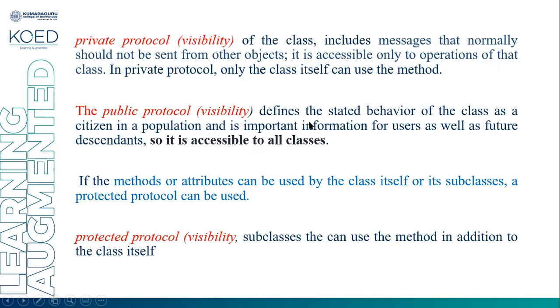Second is public protocol visibility. It defines certain behavior of the class as a citizen in a population, or important information for the user as well as the future descendants. So it is accessible to all the classes. All the methods and attributes declared public can be accessed by all the classes.